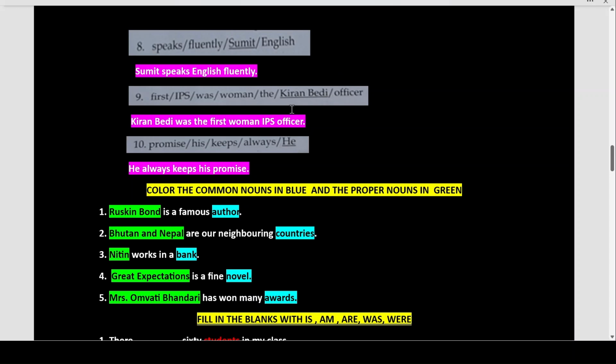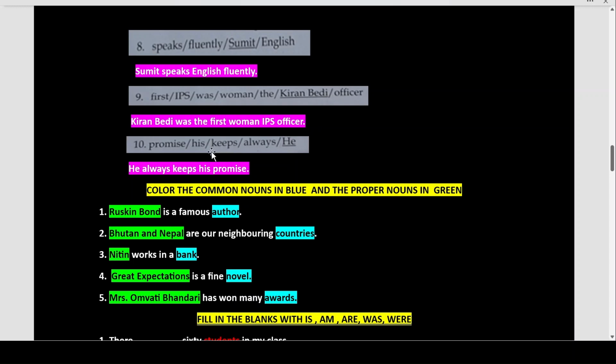Number 9. Kiran Bedi was the first woman IPS officer. Now, the subject is Kiran Bedi, followed by the verb was. Now, the object is IPS officer, but before that, there are two adjectives, first and woman. And because it is a specific noun, therefore we use the definite article the. So, Kiran Bedi, subject, followed by verb was, the first woman IPS officer.